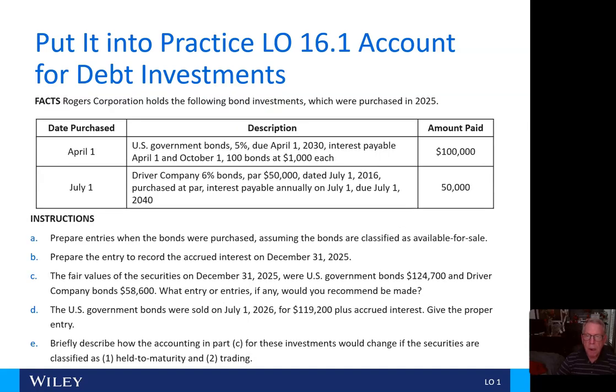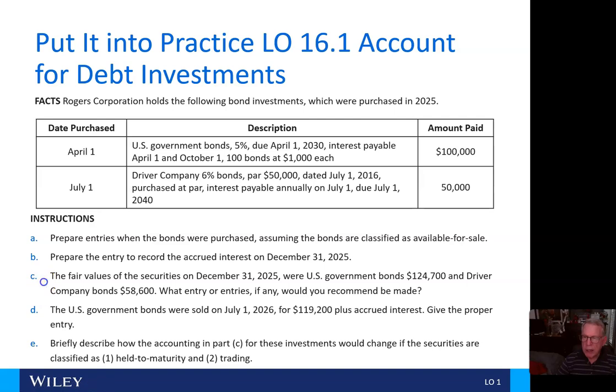Okay. Now, notice here under the government bonds that the interest was payable on April 1 and October 1. So in the case of that interest, we had to take it from October, November, and December, not from April 1.